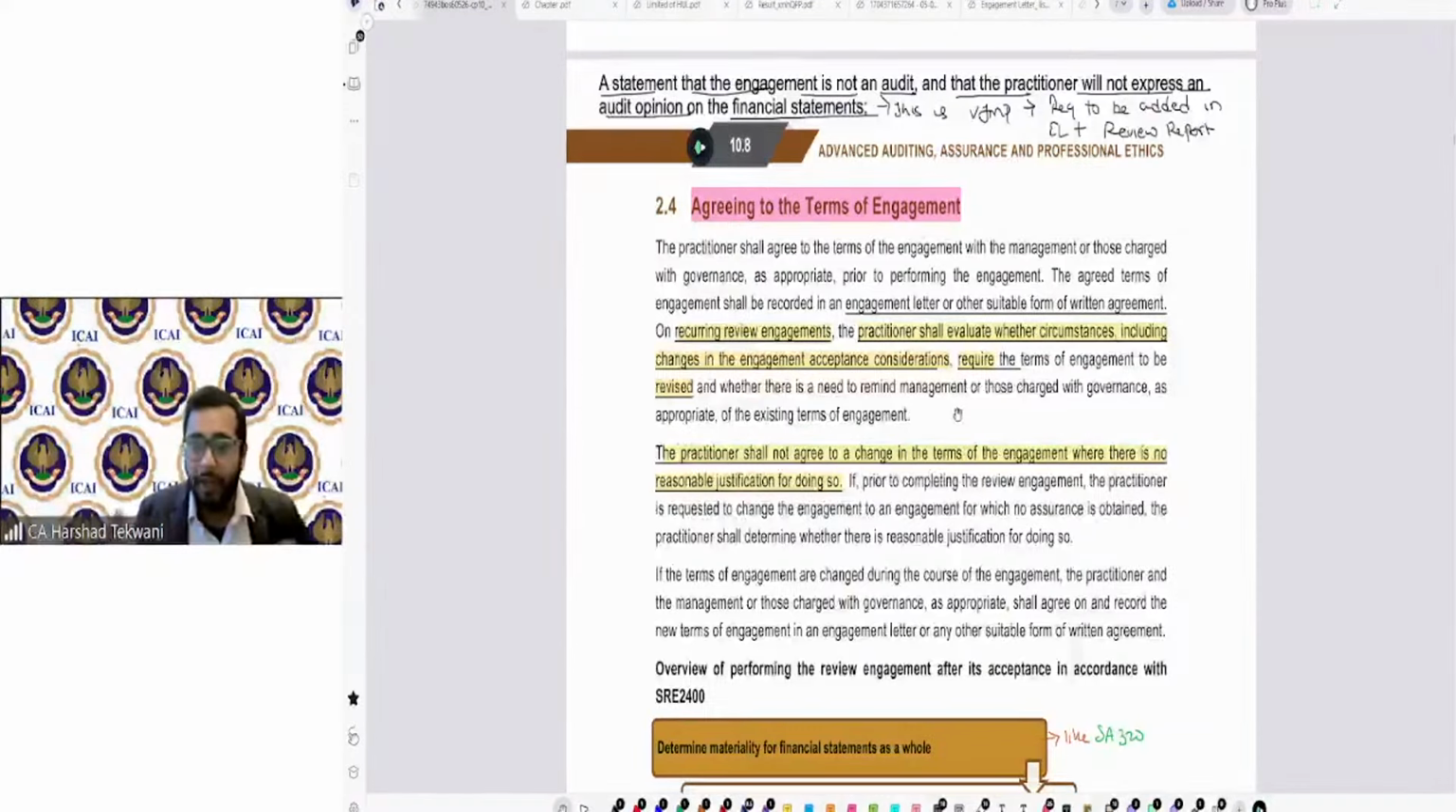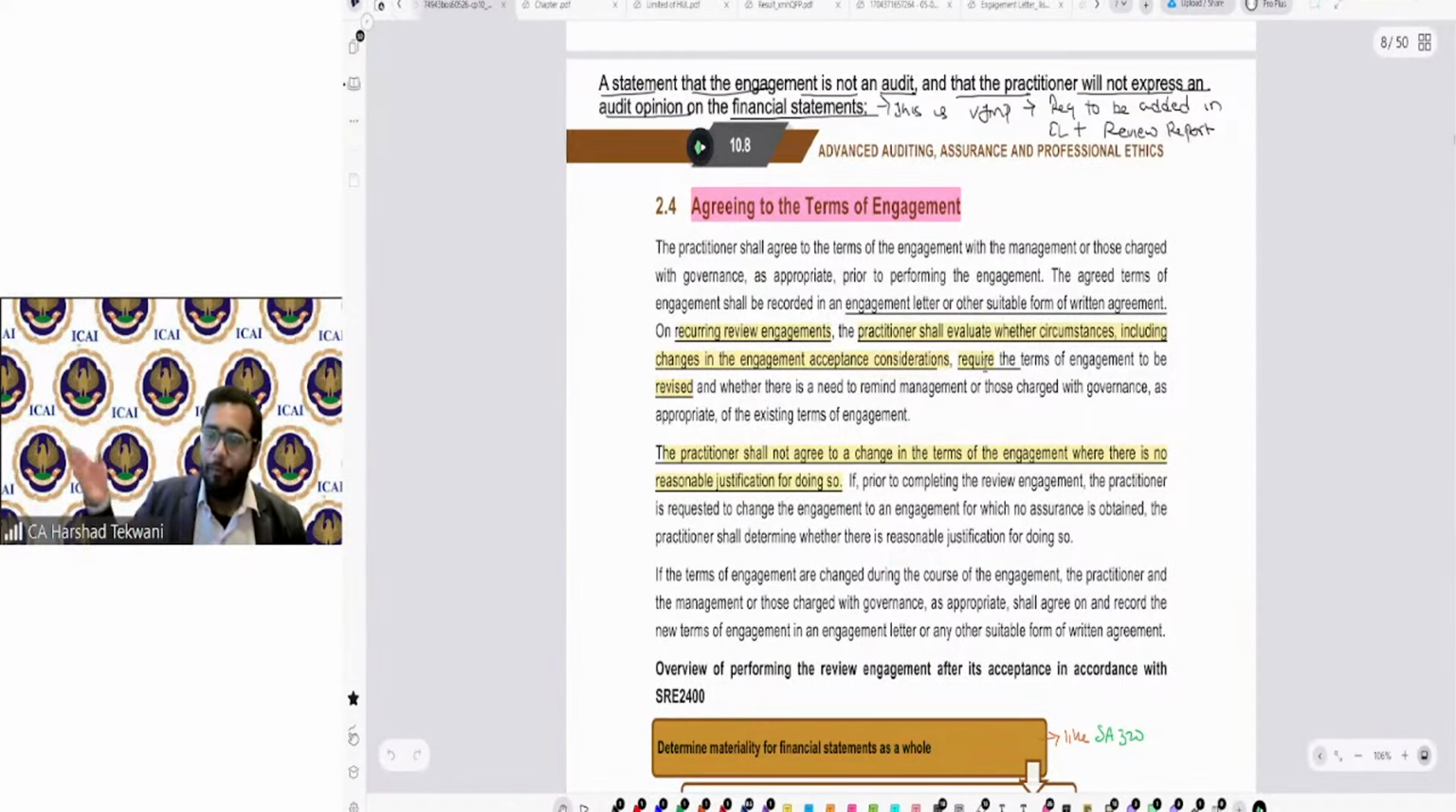So that's why we need to mention everywhere that we have not performed an audit. We have not performed detailed audit procedures. We have performed only procedures which are related to the review engagement. As a result, this is not an audit opinion. The same is required to be agreed in your engagement letter, and you will mention it in your limited review report.